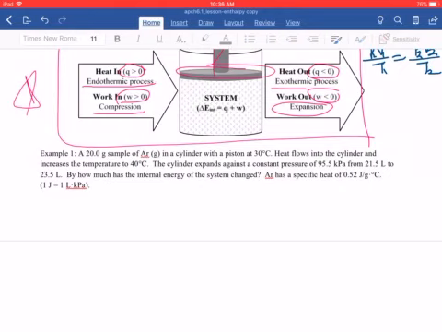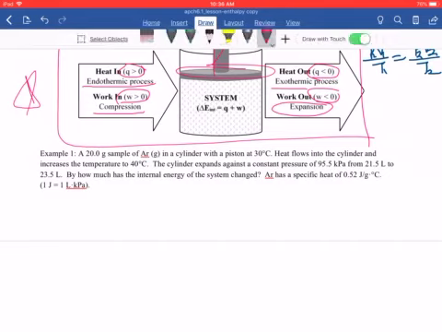All right, pause the video, see if you can underline every valid piece of information that they gave us. What are our next steps? And then I will start explaining it as well. Okay, so we have a 20-gram sample of argon. That is an important piece of information that we will need. It says that it was at 30 degrees Celsius, so this is our first temperature. Heat flows into the cylinder and increases the temperature to 40 degrees Celsius, so it goes from 30 to 40, so we have a 10-degree change in temperature.